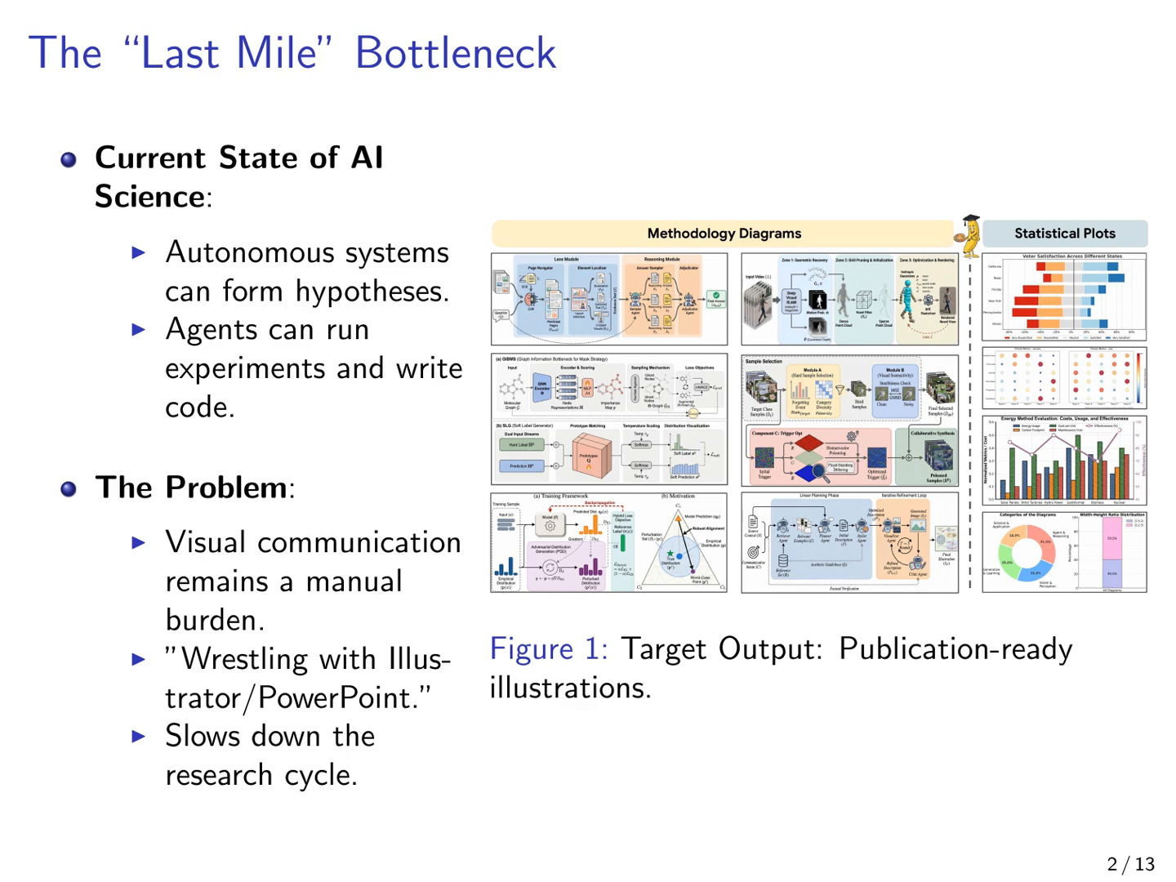And that really gets to the core of what this paper is all about. We're making these incredible leaps with autonomous AI scientists, systems that can form hypotheses, run experiments, even write code. But then, when it comes time to actually communicate the brilliant results, we just hit a wall. This last mile of visual communication is a massive, time-sucking bottleneck that slows the whole research cycle down.